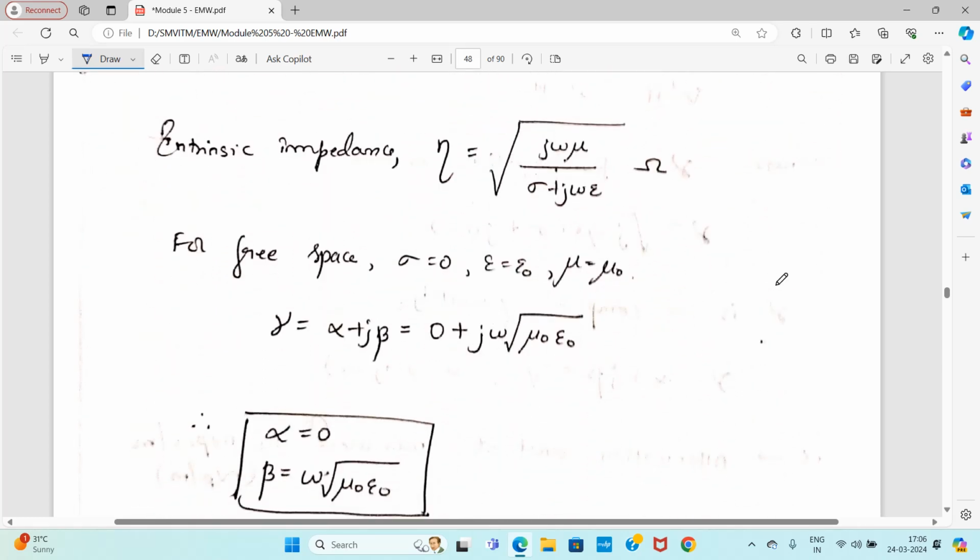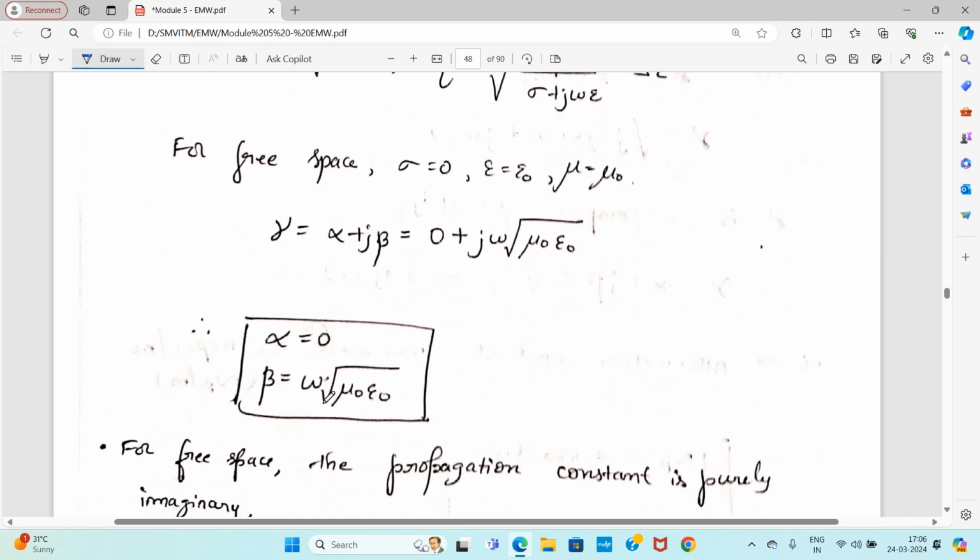And for free space, the attenuation constant is 0 and phase constant is given as omega root mu naught epsilon naught. Okay, so these two equations are very important. This is the free space equation, which is very important.